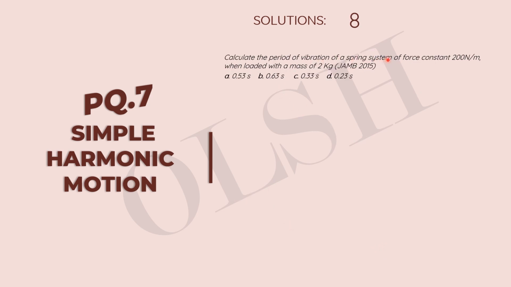Calculate the period of vibration of a spring system of force constant 200 Newton per meter when loaded with a mass of 2 kg. We know our spring constant is 200 Newton per meter and our mass is 2 kg. So we use the formula T equal to 2 pi root m over k. If we bring values into the equation, we have 2 pi root 2 kg all over 200 Newton per meter. If we simplify this, we have 2 pi times 0.1. Further simplification gives us our answer to be 0.63 seconds. That's the period of vibration of this spring mass system.